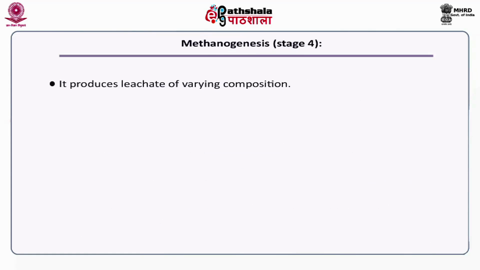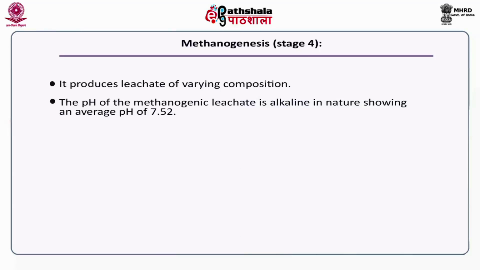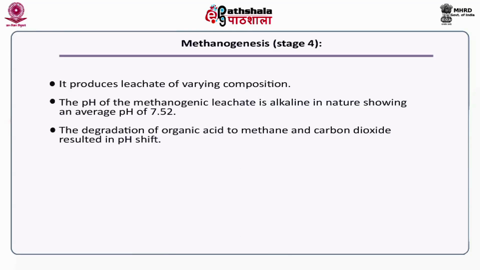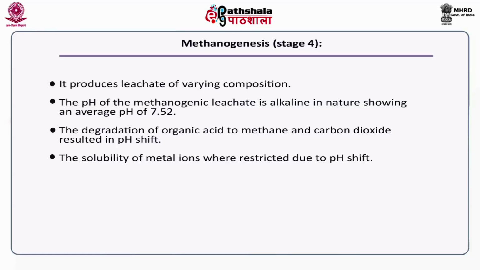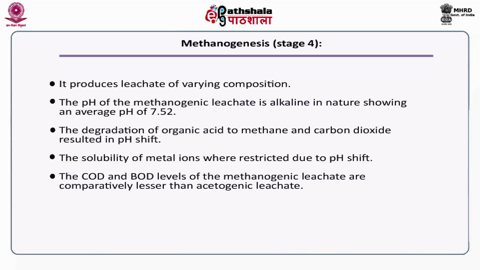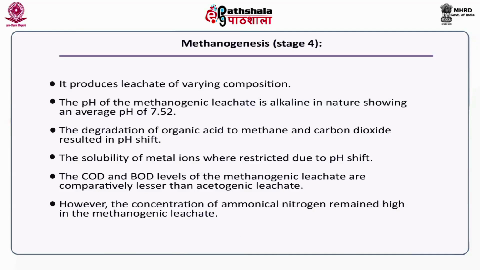Now, stage 4 is the last stage and it is called methanogenesis. Here the leachate of varying composition is produced. The methanogenic leachate is generally alkaline in nature and shows a pH of around 7.52. The degradation of organic acid to methane and carbon dioxide results in the pH shift. Again, here the solubility of metals is restricted because the pH level has increased from 4 to 7.52. The COD and the BOD of the methanogenic leachate are comparatively lesser than the acetogenic leachate, which we have already seen in the previous table. The concentration of ammoniacal nitrogen almost remains the same throughout the different phases, and it remains high even in the methanogenic leachate. Again, this we have discussed in the previous slides.